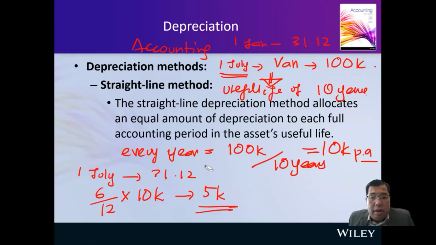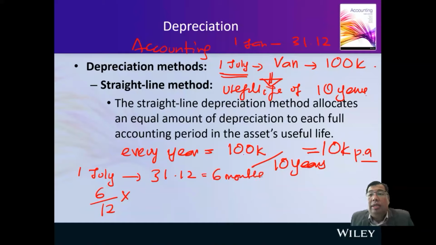Okay. Because 10,000 is for one full year. So 1st July till 31st December is 6 months. So how to calculate this depreciation? 6 months, divide by 12, multiply by the annual depreciation. So what is the annual depreciation? The cost is 100,000. Okay, divide by 10 years. Or you can multiply by 10%. So this gives you 5,000.